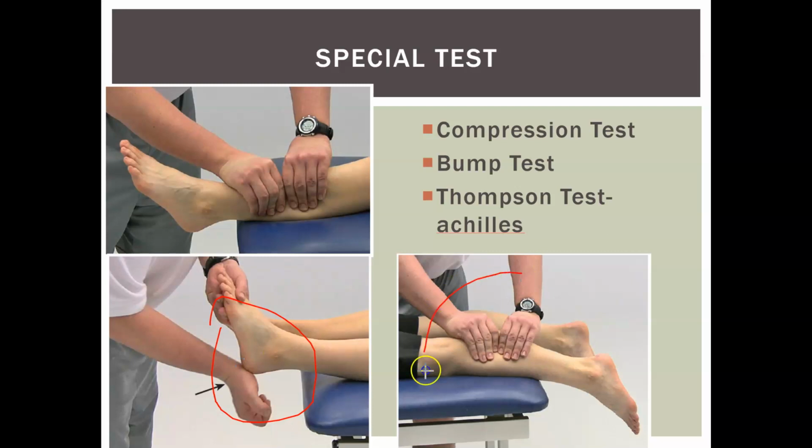And then over here, this is the Thompson test, and it's testing the integrity of the Achilles. So on this one, you have the patient laying prone, their feet hanging off the edge of the table, and then you're squeezing the gastroc. And what that does, it should have a slight motion at the Achilles where the toes of the foot would slightly flex.